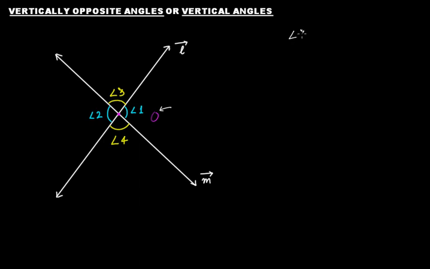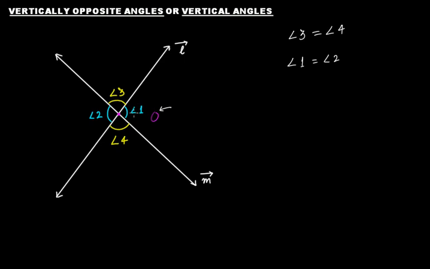Angle 3 is equal to angle 4 and angle 1 is equal to angle 2. That is, the vertically opposite angles are always equal. And if you want to prove it, then let's do it. So focus on this one, angle 1 and angle 3. Just focus on angle 1 and angle 3.